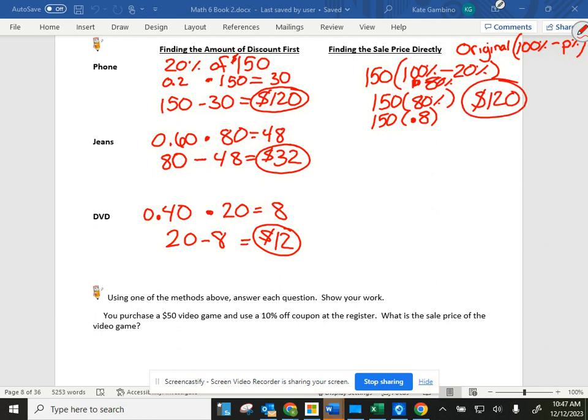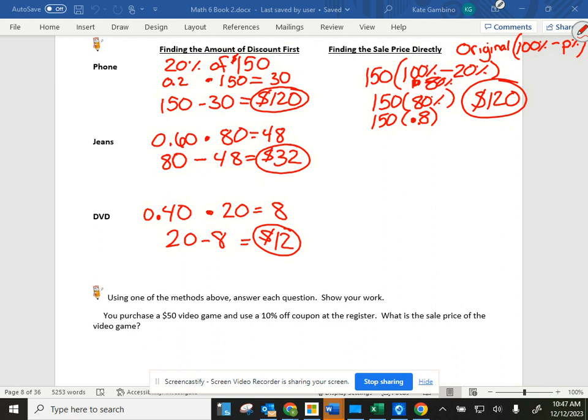We get the same answer. So we could say 100% minus 20%. I can do mental math with that and know it's 80%. So I know that it's 0.8. So I can just put into my calculator 150 times 0.8, because 80% would be 0.8.